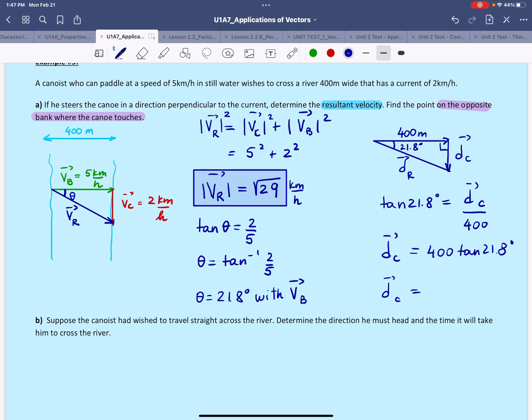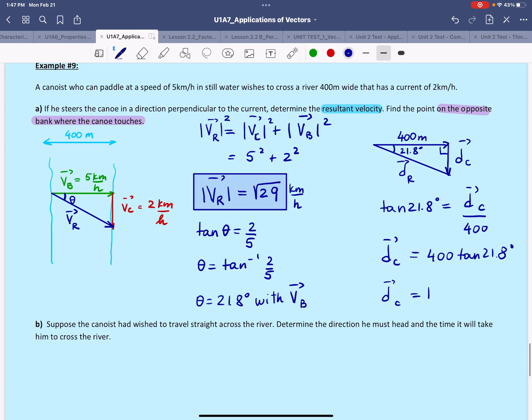And we'll say that this will be 400 times the tan ratio of the angle, about 160 meters. So we're going to say that the canoe will land 160 meters far from the direction perpendicular to the current, so from here to here.